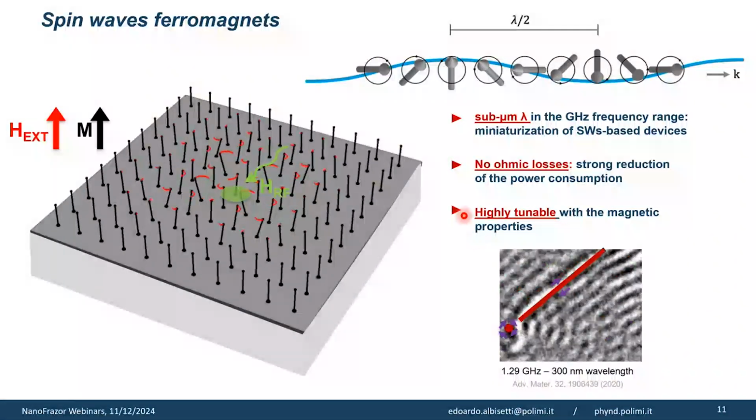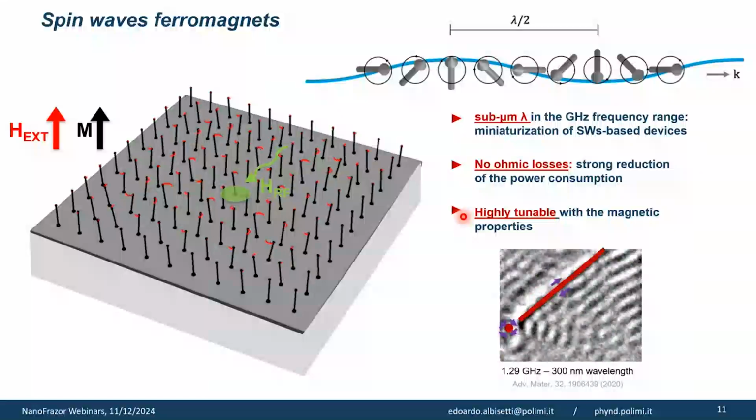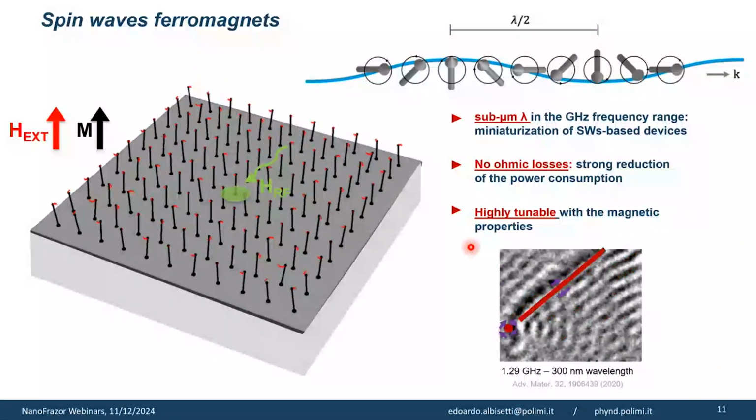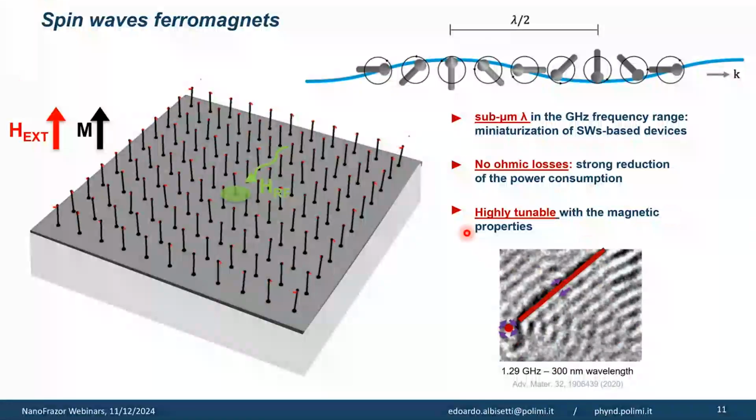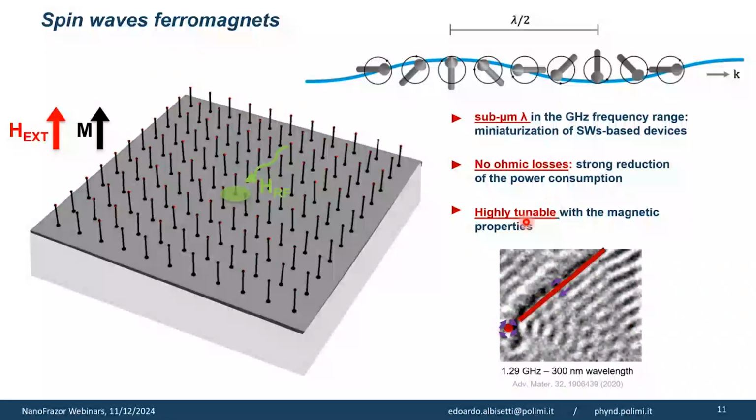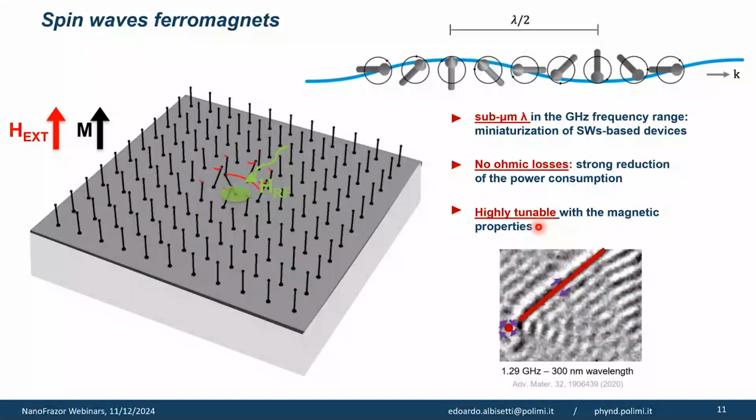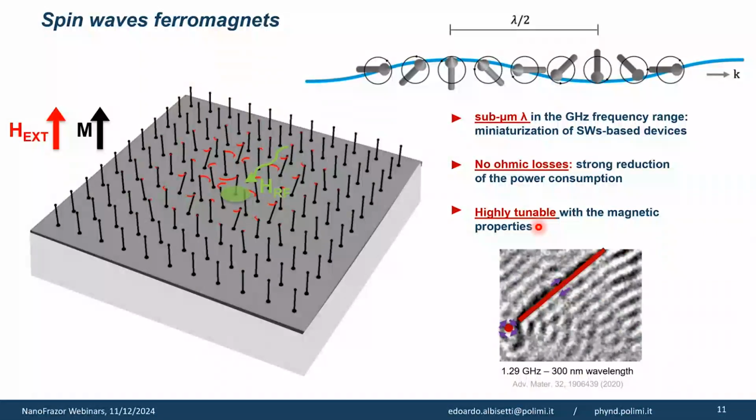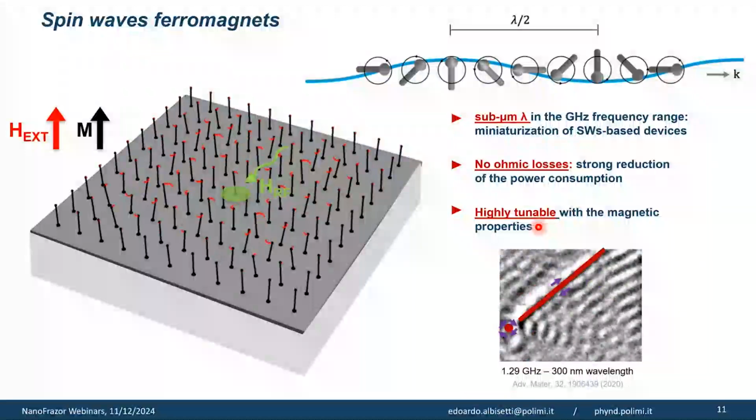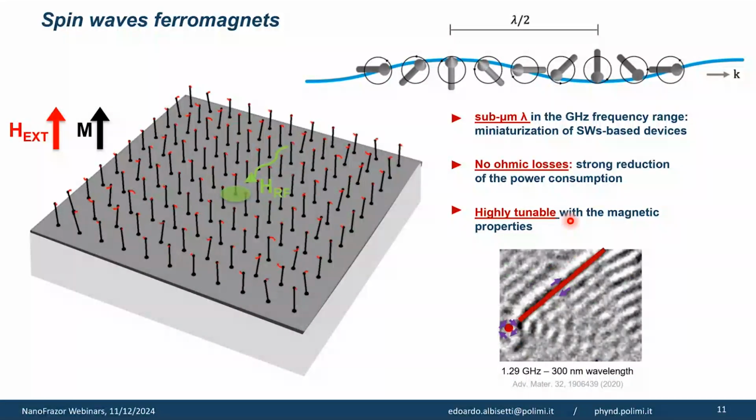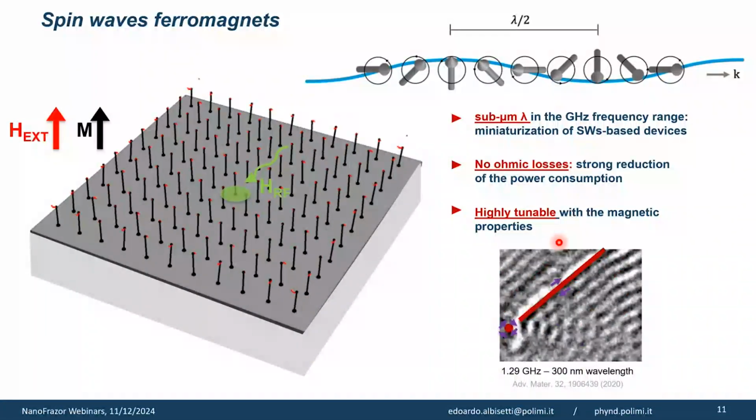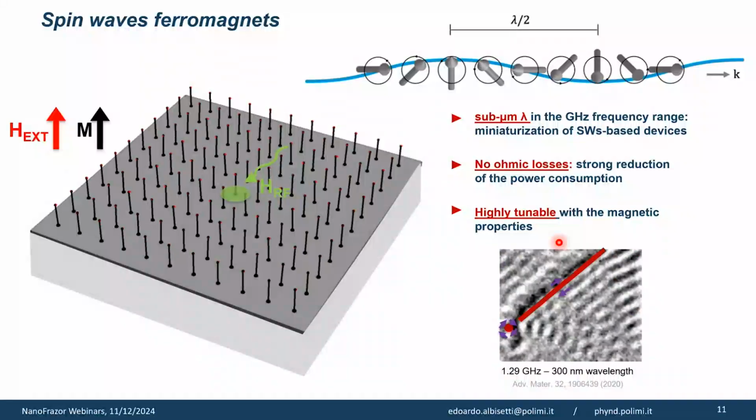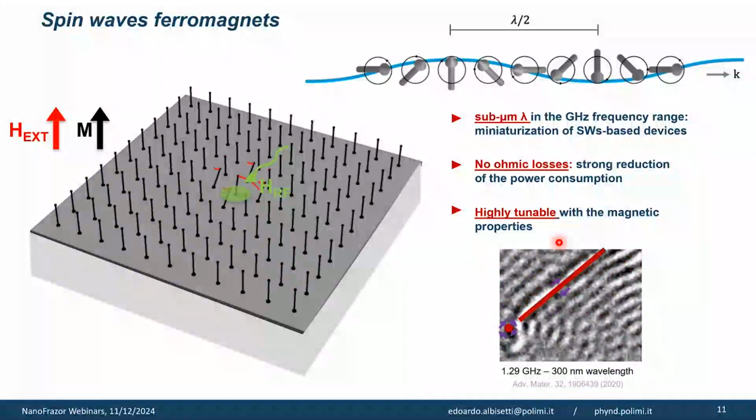The thing that makes phase nanoengineering interesting for magnonics is also that spin waves are highly tunable with the magnetic properties of the material. So if we have a way to control the magnetic properties in the material at the nanoscale, really precisely, then we have a high chance that we are also able to control spin waves in a really important way.